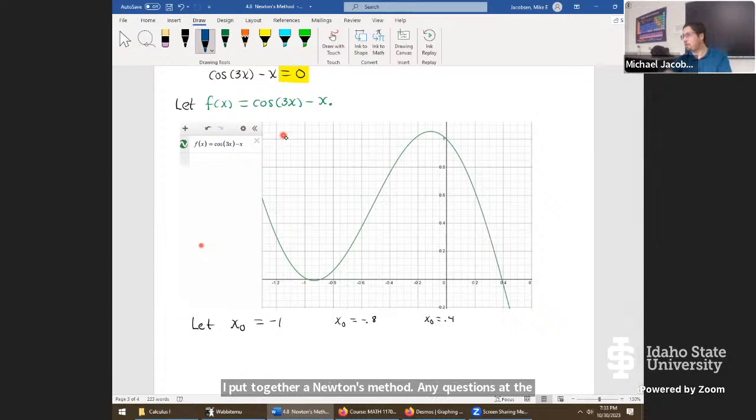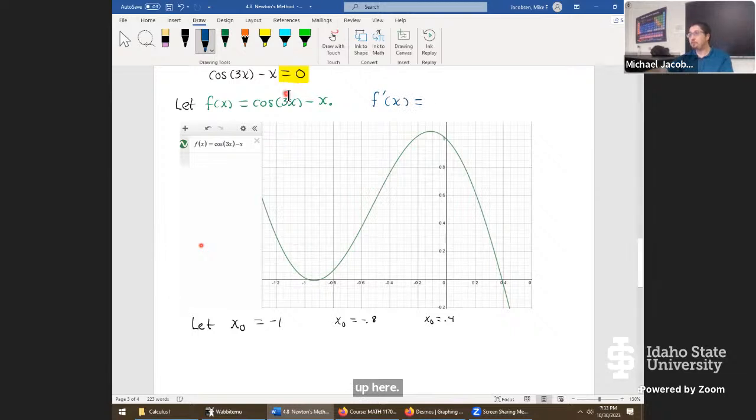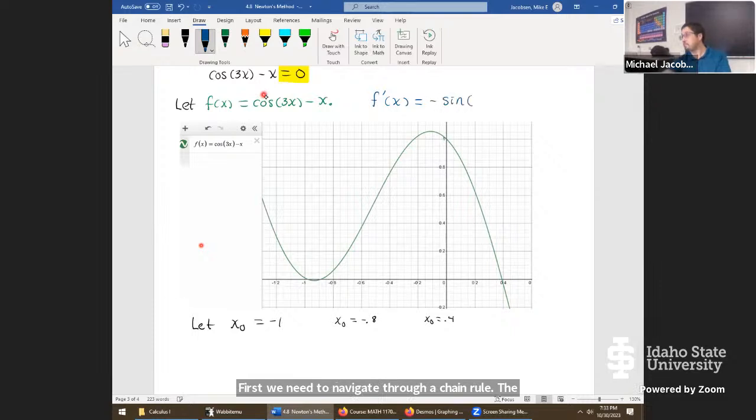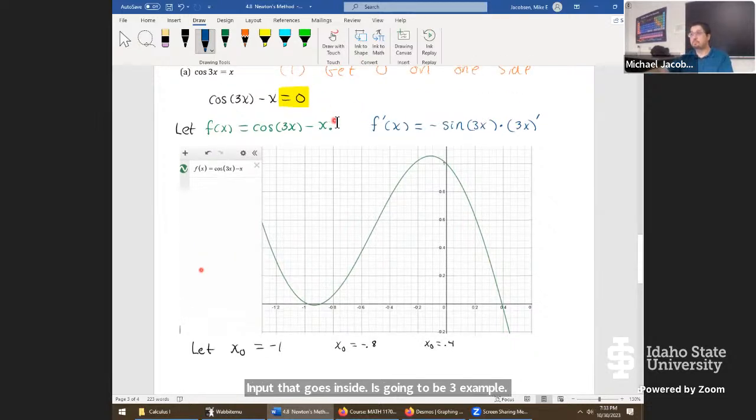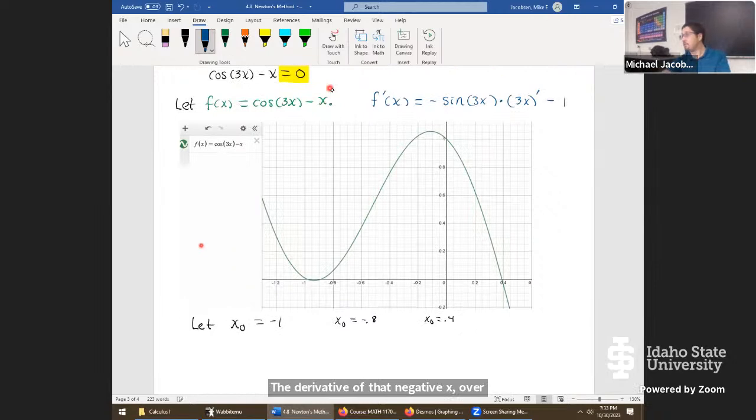Okay, so let's take the derivative of f. I'll put it up here. f prime of x. First, we need to navigate through a chain rule. The derivative of cosine is going to be negative sine. The input that goes inside is going to be 3x on both. The derivative of that negative x just becomes a -1. So f prime of x is now equal to, back over here, we have a derivative of 3 by that 3x prime. So I'll write this as -3 sine 3x minus 1.